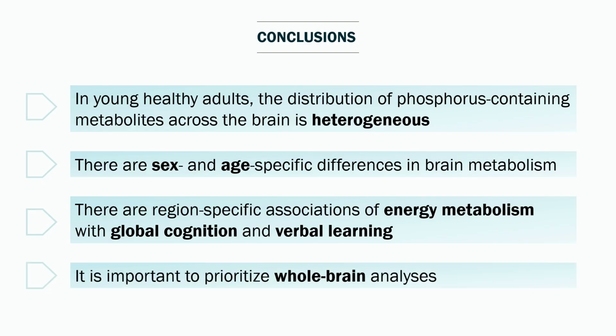And finally, obviously, this is a good note to end the symposium on, that it is important to prioritize whole brain analysis, because if we did all the same things with just one voxel, we wouldn't have seen pretty much any of the results I showed you today, because this voxel would have probably been put in the frontal lobe, which was the case with the previous studies with phosphorus MRS, and then we pretty much wouldn't have seen any of the things I have shown you.